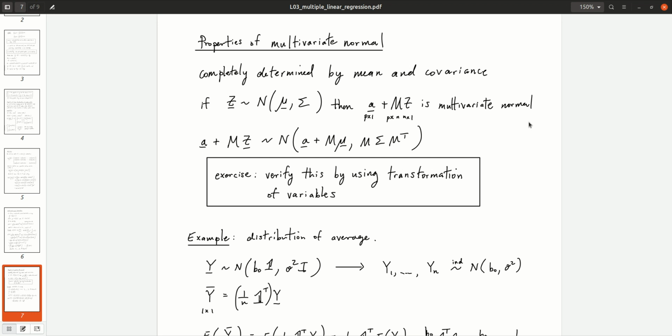So what I mean by this is if I start with a multivariate normal vector z, and I take a linear transformation of that vector and add a non-random vector to it, the resulting vector is going to have a multivariate normal distribution. And then by the first property, all I need to figure out is what is the mean of this transformed vector and what is its covariance matrix.